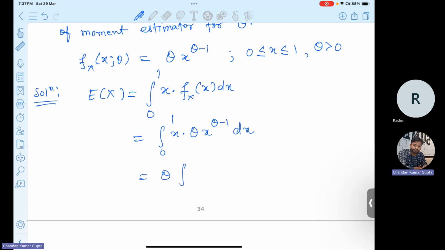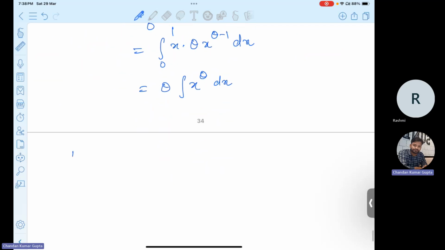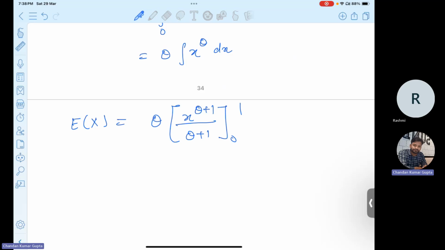Theta is taken out common. It's x to the power theta dx. So this implies what? Expected value of x is theta times x to the power theta plus 1 upon theta plus 1, from 0 to 1. So we have, considering 1, the expected value of x is theta upon theta plus 1. Okay, so we have the population moment.